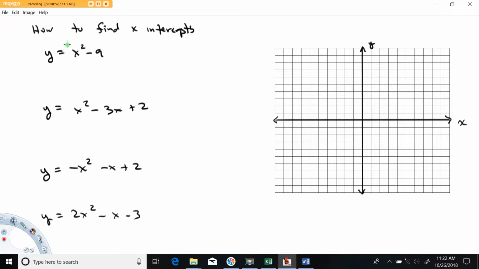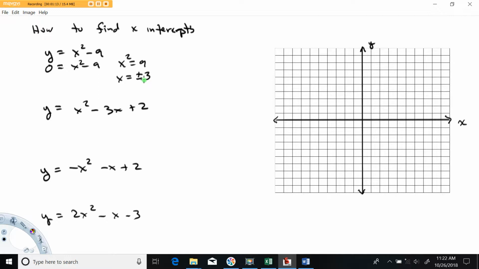So let's get started. We're going to take a look at these 4 examples. Y equals x squared minus 9. The idea is we're going to set y equal to 0 and now solve for x. This one can be solved pretty easily by just adding 9 to both sides. So we get x squared equals 9, so x equals plus or minus 3.